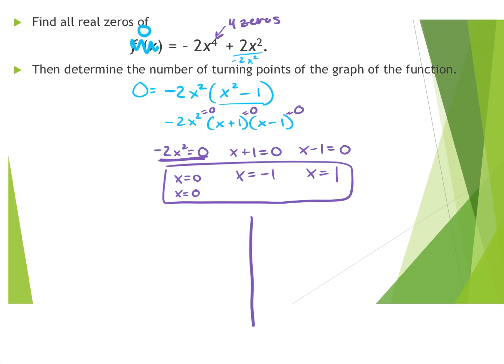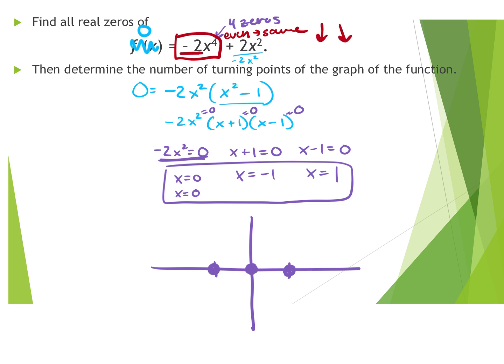So I'm going to plot these points on my x-axis. They're at my x-intercept, so I have a point at 0, a point at negative 1, and a point at positive 1. Now let's talk about our end behavior of our graph, how our graph is going to start and how it's going to stop. So if I have negative 2x to the 4th power, is my exponent even or odd? Even. So are they going to go in the same direction or opposite directions? Same direction. Are they both going to go up or both go down? Down. How did we know? Our leading coefficient was negative, so our end behavior goes down.